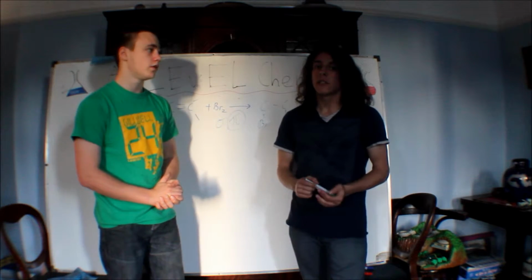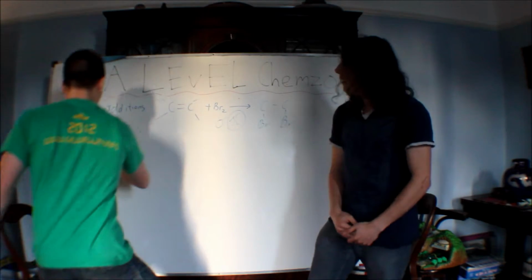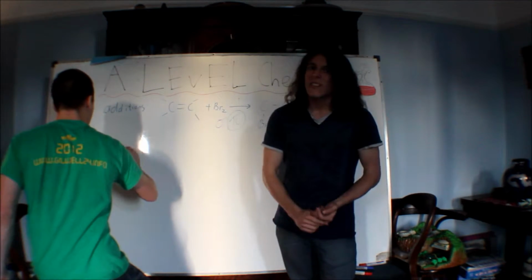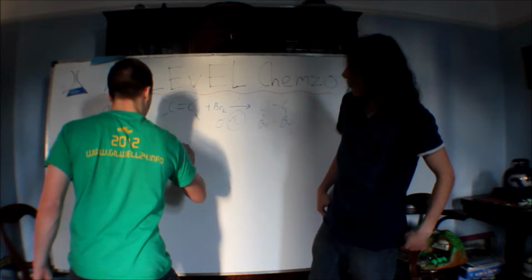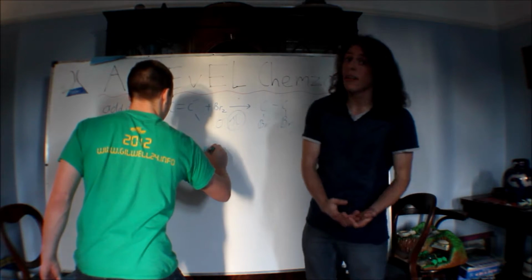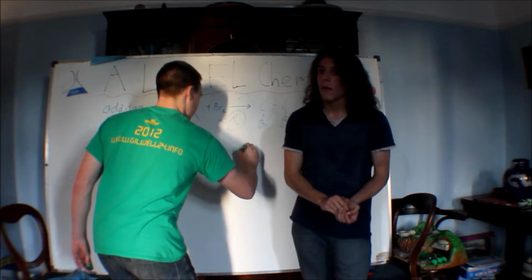Now we're on to substitutions. Substitution first. Substitution is when something's swapped. So we're going to swap a few things. We're going to have a halogenoalkane. We're going to use bromine again, so why not? And we're going to add an OH minus to this one.